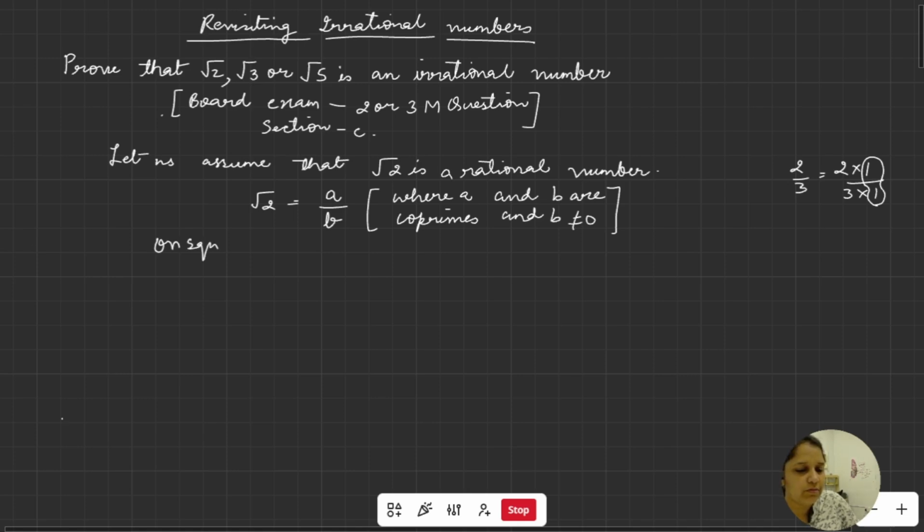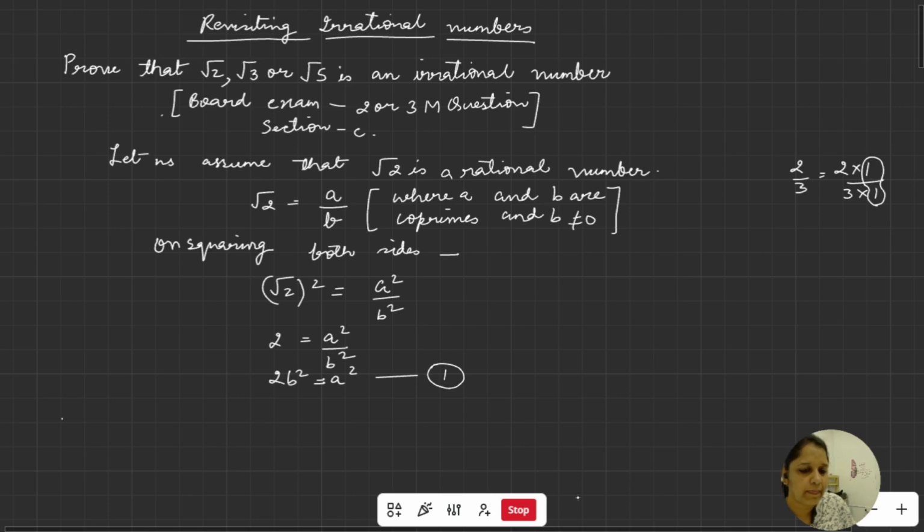We are going to square on both the sides. On squaring both sides, root 2 whole square is equal to a square by b square. Root 2 का whole square क्या हो जाएगा? 2 is equal to a square by b square. Or 2b square is equal to a square. Give it equation number 1. And b square can be written as a square by 2. Now from theorem 1.2, when a square divides 2, a will also divide 2.